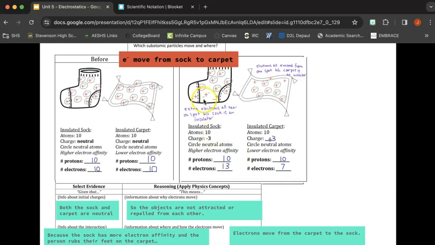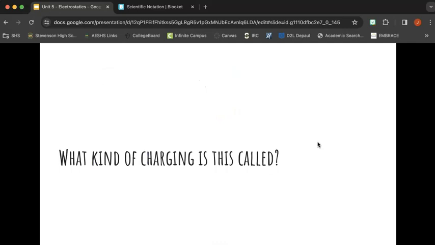And you can tell that the sock is an insulator as well as the carpet because those electrons are in the same spot. So neither of them show those electrons spread out. The electrons are in the same location. They're close together. They're restricted. So this is called charging by friction.